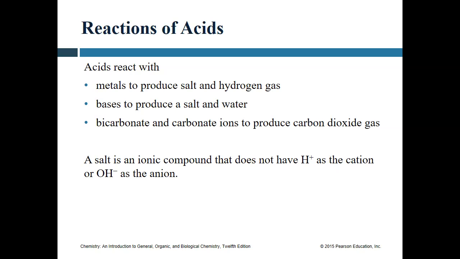Here are some general reactions of acids. So generally speaking, acids will react with metals. When they react with metals, they will produce salt and hydrogen gas. They will react with bases. This is a neutralization reaction. In a neutralization reaction, bases react with acids to make a salt and water. And so what happens in the process is the hydrogen and the hydroxide basically cancel each other out. That's why it's called a neutralization.